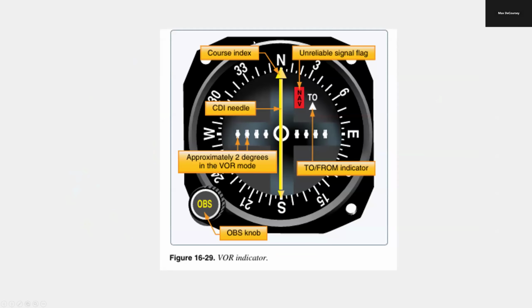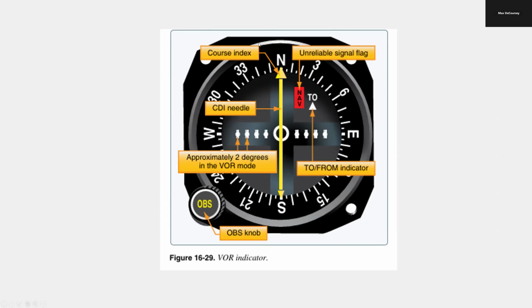So this is what a VOR indicator looks like. What you have here is your course needle, called your CDI, in the middle. You have the to/from flag, and then you have the OBS, the Omni Bearing Selector. How this works is you'll spin this OBS knob, and this CDI in the middle will swing to the left and the right.